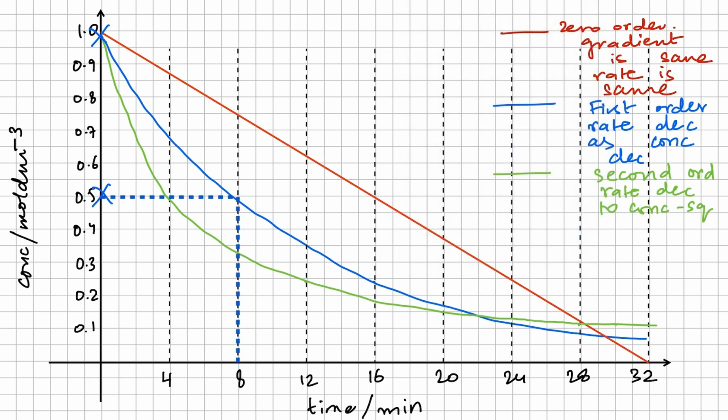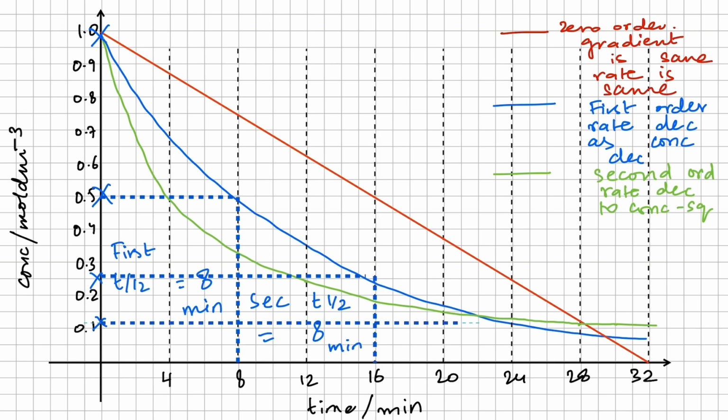If you focus on the blue line, you can see that when the concentration fell from 1 till 0.5, it required only 8 minutes. And when the concentration fell from 0.5 till 0.25, it required another 8 minutes. In first order reactions, the half-life remained the same. Why? Because even though the jumps are becoming smaller, the rate is also becoming smaller. So for first order reactions, I should also write that.